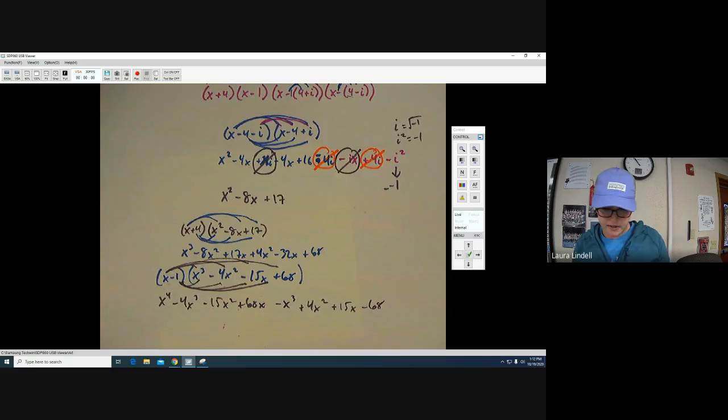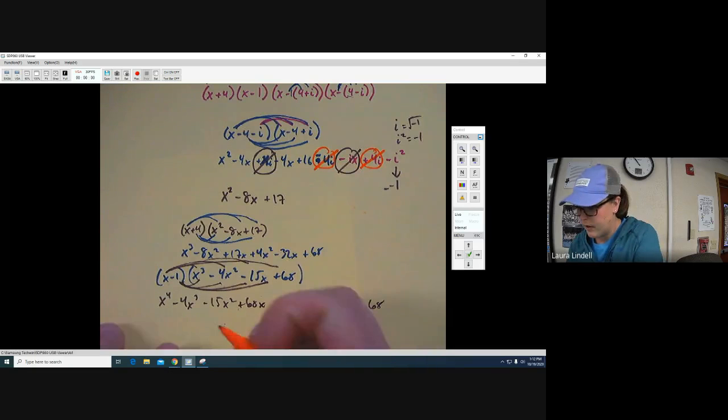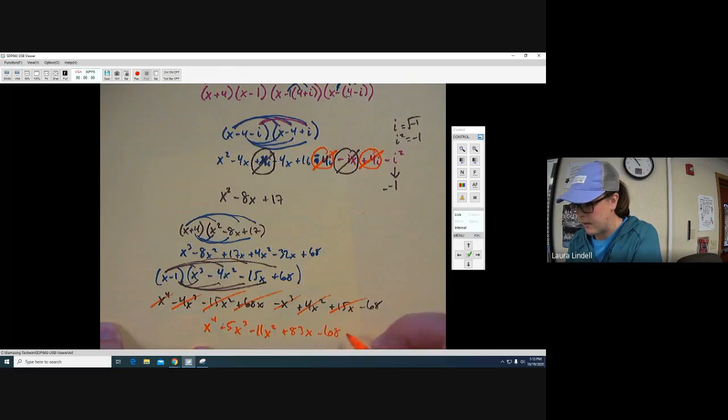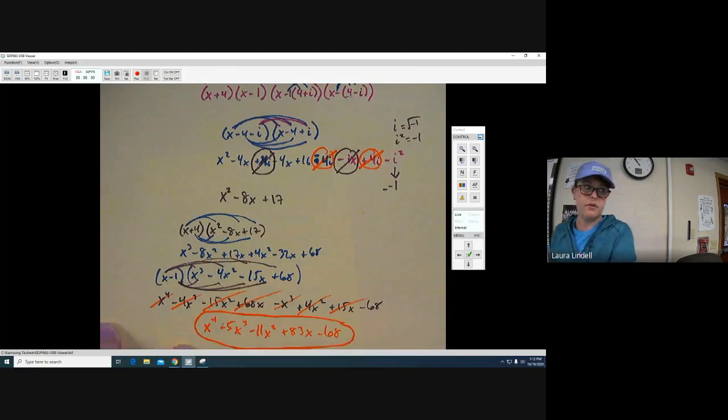So combining like terms and everything here, we end up with x to the fourth by itself, minus 5x to the third. And if you like to kind of cross things off as you go through and take care of them, you can, just to make sure that we get everything combined. Then we have the x squareds next. So we have -15 and 4. So that'll give me -11x squared. Then the x's, we have 68 and 15, which is going to give me 83x. And then minus 68 is all by itself. This would be a polynomial of least degree with those 4 zeros.